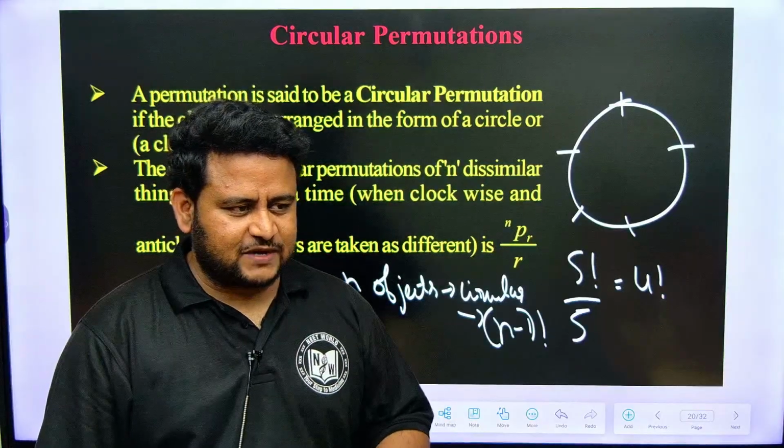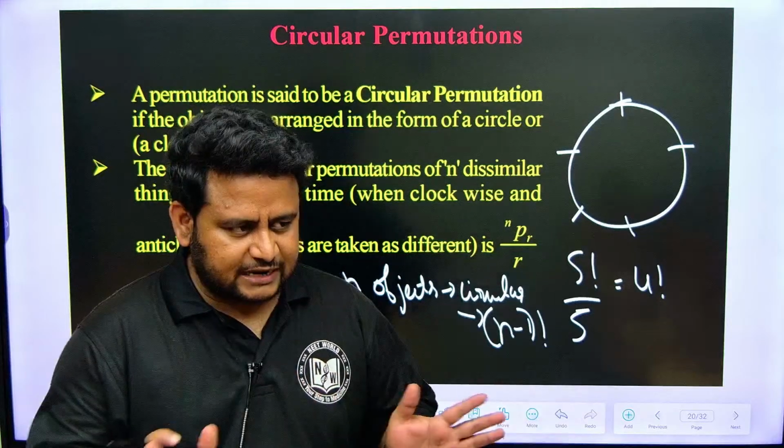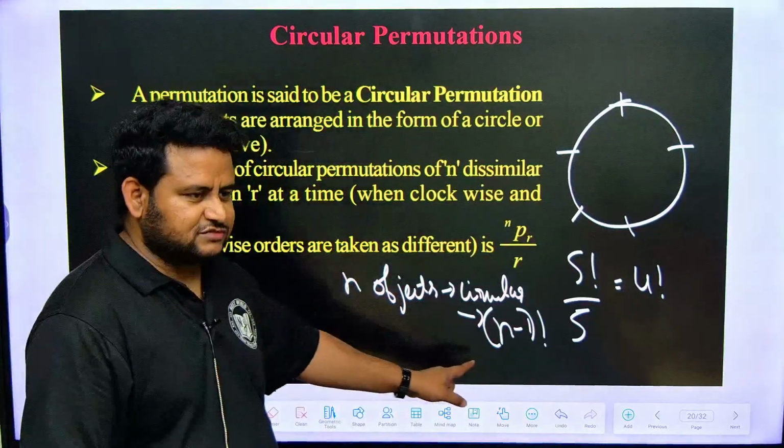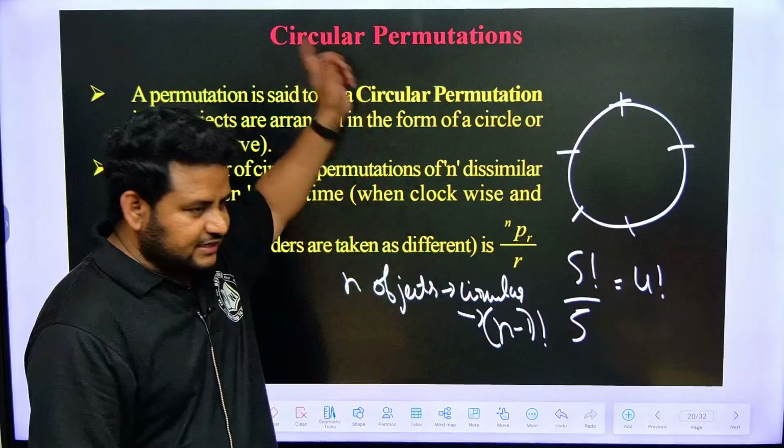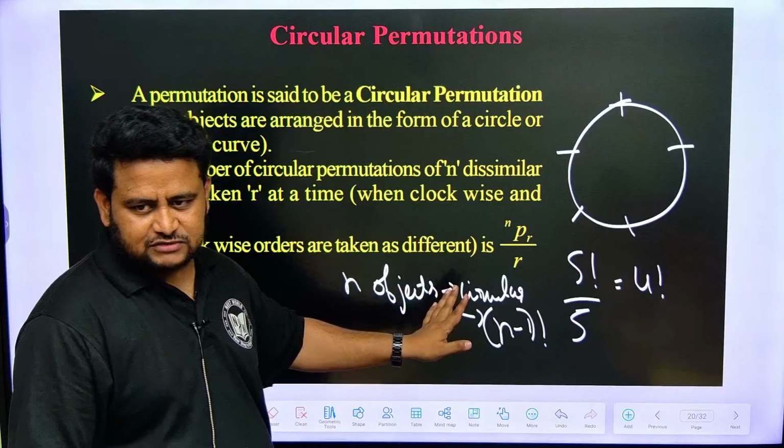Here, n objects, n places: (n minus 1) factorial. Why it comes, you need not worry. You don't have to go into why it comes. So the answer is n minus 1 factorial. Linear is n factorial. Here it is n minus 1 factorial. Clear? N minus 1 factorial.